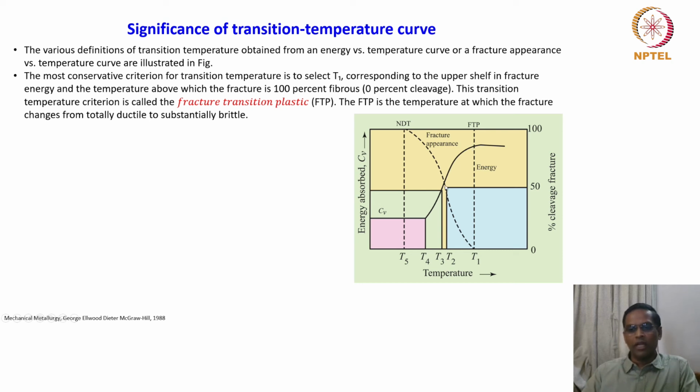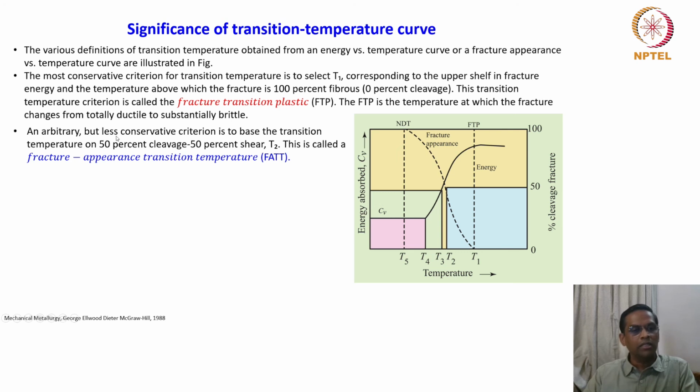Instead of looking at the middle, like we have generally shown in the BCC metals, these are all different criteria by which these temperatures are chosen. So the FTP falls in the upper shelf of the curve. Below this, it is considered brittle, and above this, it is considered ductile.